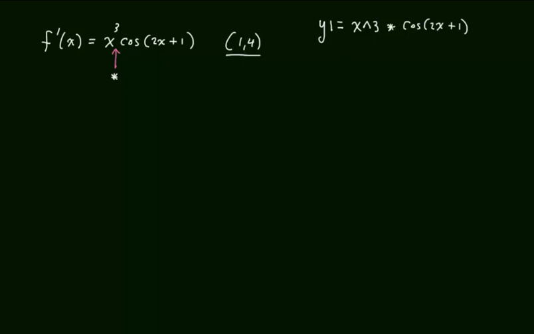The next thing you're going to want to do is change your window settings to be x min 1, x max 4. And then your y could be -5 to 5, -10 to 10, something along those lines. Okay, make sure you have this all in your calculator. Now let us graph this derivative function.